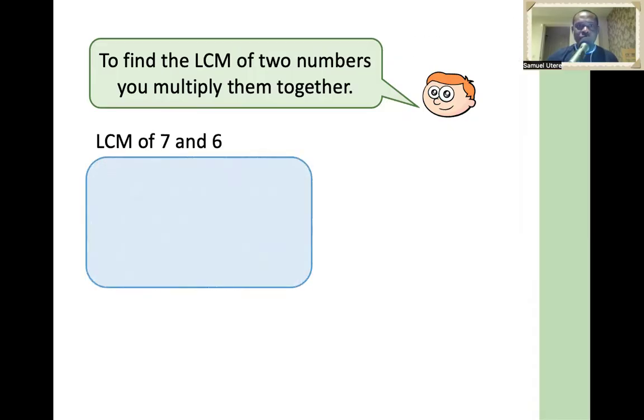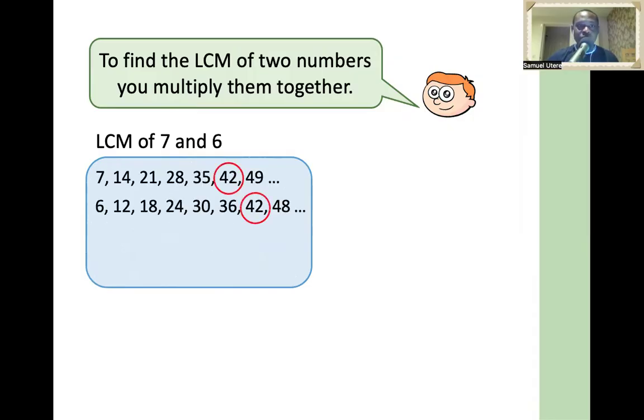Would it work here? 7 and 6? Well, let's write out the multiples of 7 and then the multiples of 6, and then let's find the lowest common multiple, and then we multiply the two numbers 7 and 6 and see whether they are the same. Well, it seems to work, right? Because 7 times 6 is 42.